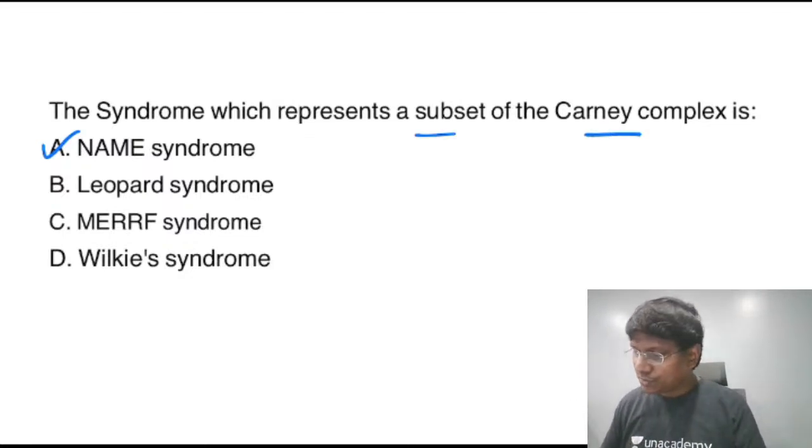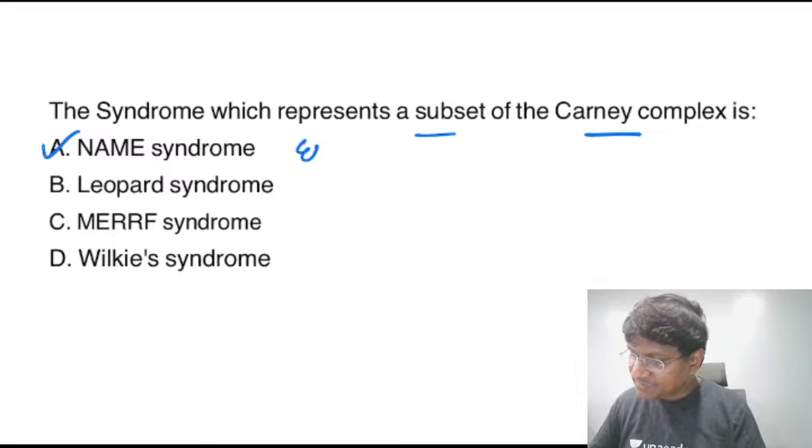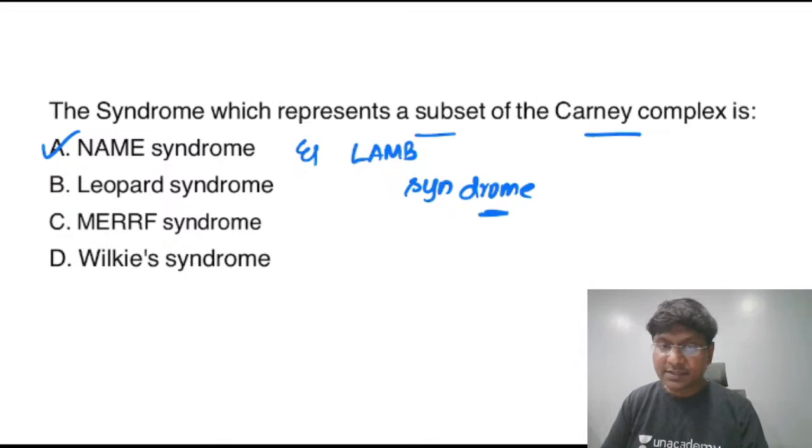There are two syndromes which represent the subset of the Carney complex. One is the NAME syndrome. The other one is the LAMB syndrome. Approximately 90% of myxomas are sporadic. The remainder is familial with autosomal dominant transmission.